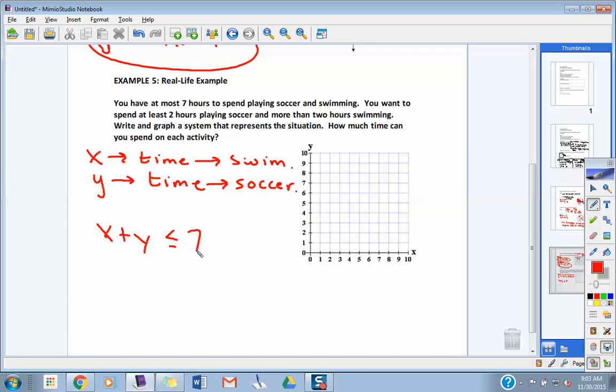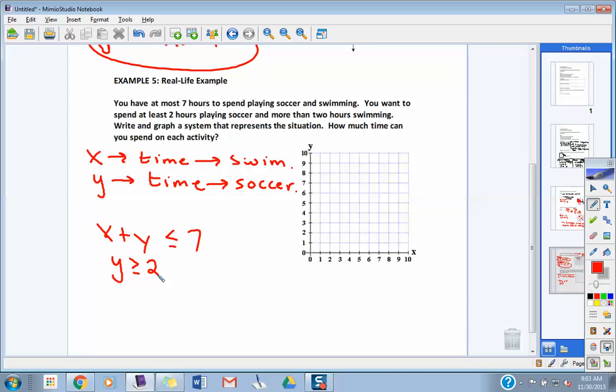Secondly, it says you want to spend at least 2 hours playing soccer. That means 2 hours or what? More. Okay, what represents the amount of time for soccer? Y. So we're going to say Y has to be greater than or equal to how much time? 2 hours. Okay, to play at least 2 hours, that means 2 hours or more. The amount of time Y for soccer has to be greater than or equal to 2. It also says, and you want to spend more than what?